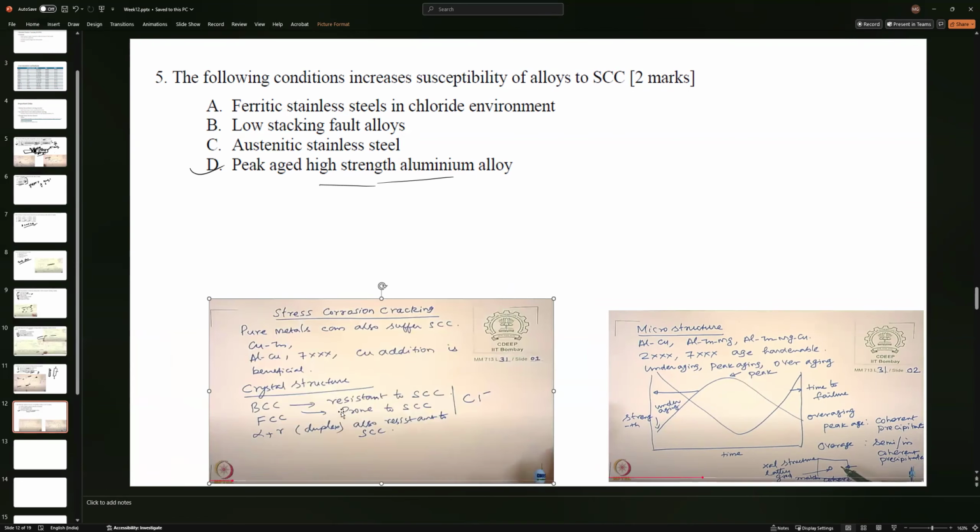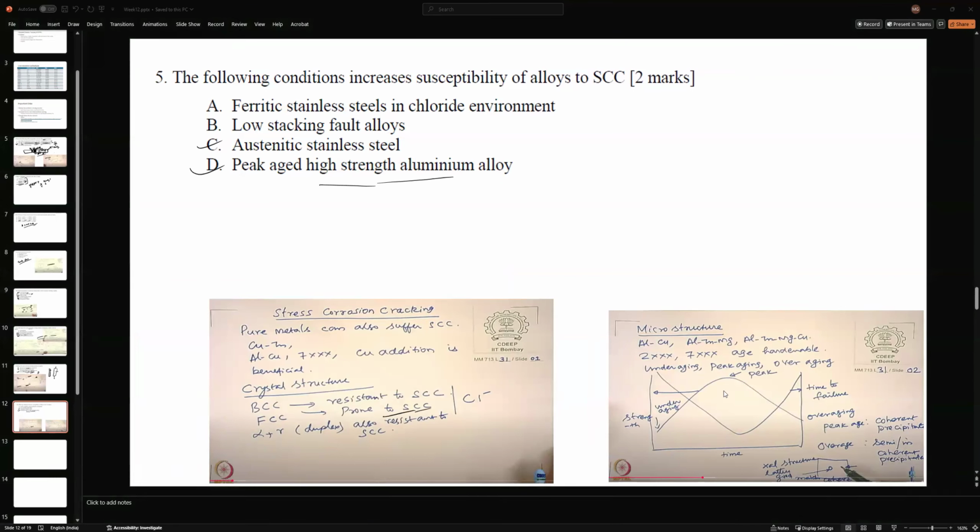B is also correct. FCC is prone to SCC, austenitic steel. Also correct. And the third one, this is due to diffusion of... No, this is not diffusion.